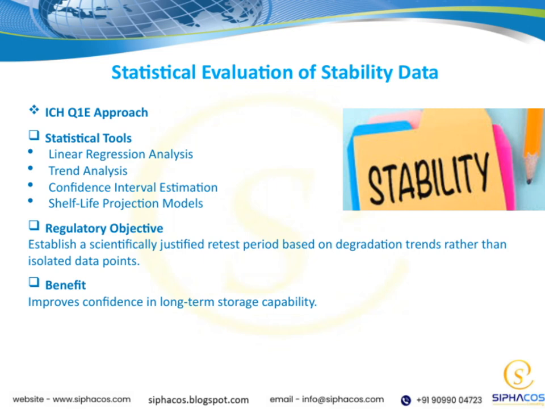This involves tools like linear regression and trend analysis to understand how a product changes over time. Confidence intervals help us estimate uncertainty, while shelf-life projection models predict how long a product remains effective. The goal here is clear: to set a retest period based on real degradation trends, not just single data points. This method boosts our confidence in the product's long-term storage stability.